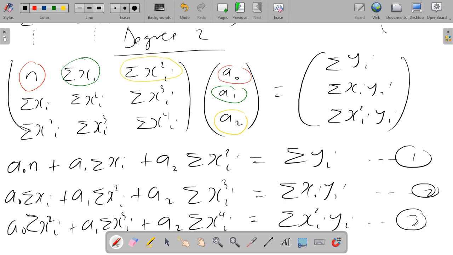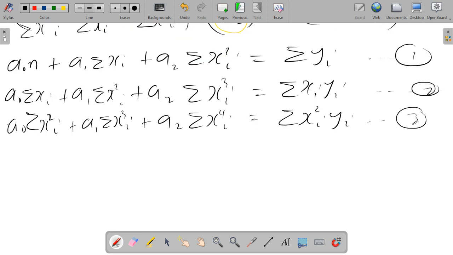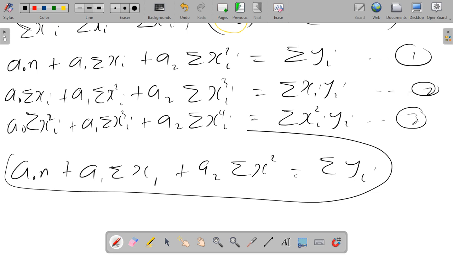So now, even without the matrix, you look at this, you see that it has a pattern. The first one, equation 1, should be A naught n, plus A1 summation xi. The next one will be squared in the summation, so A2 summation x squared. You will then have summation yi. So the next step is to multiply everybody here by summation xi. You understand? You get the next equation.